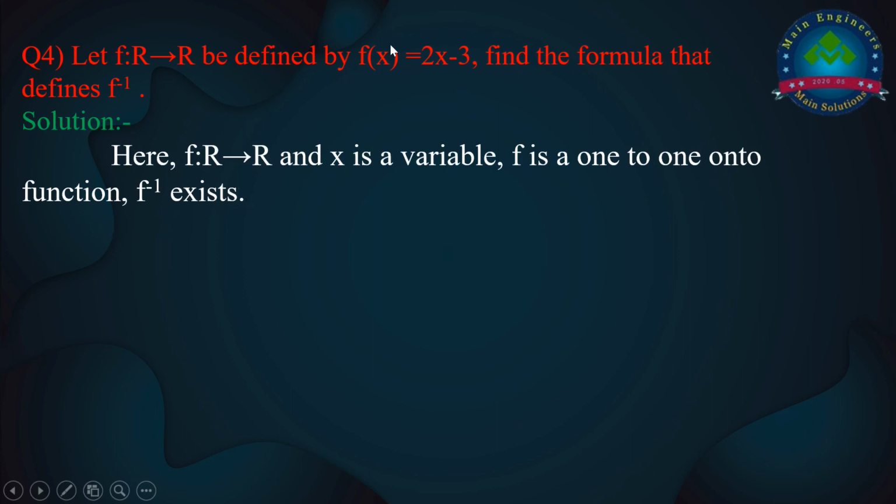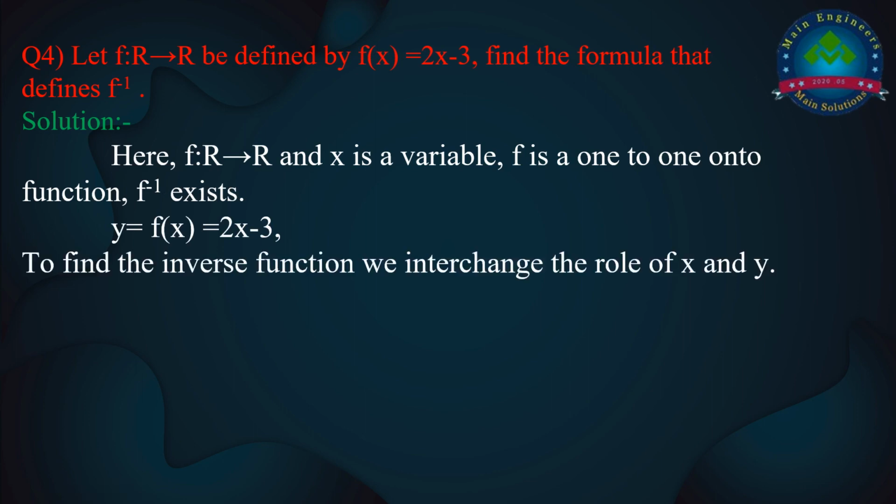This is the 1 to 1 function and that's why f inverse exists. So what is the first step? Just put y is equal to f(x), the given function. And what is the second step? Interchange the position of x and y. So that is, this becomes x and here this becomes y, 2y minus 3.